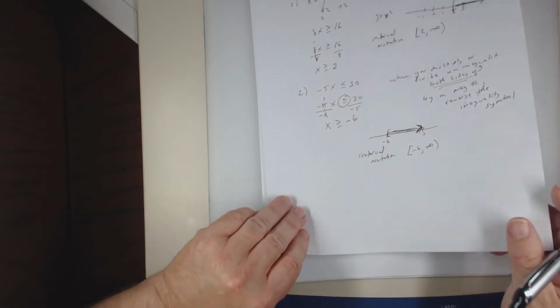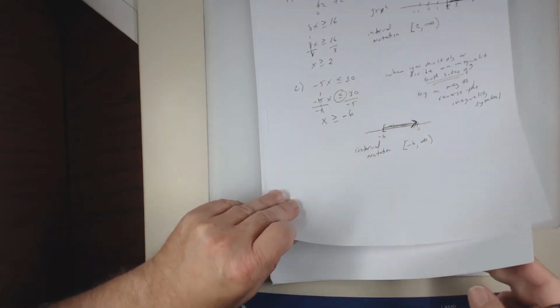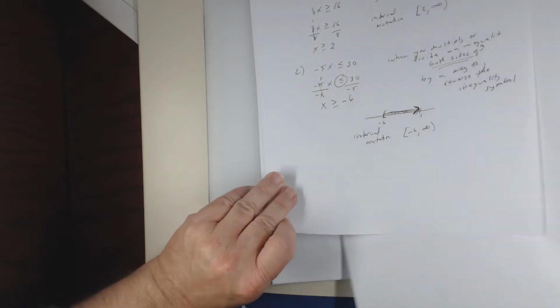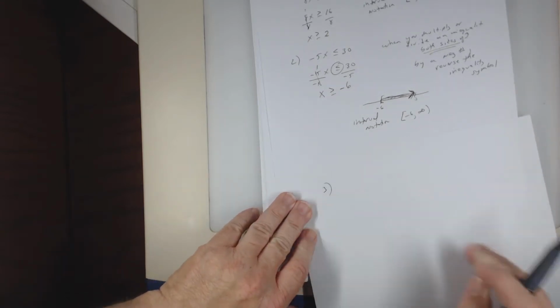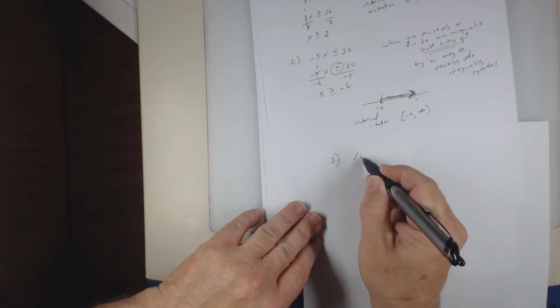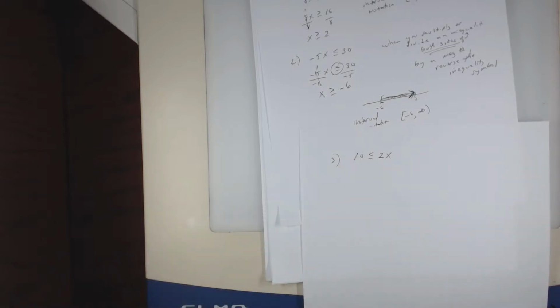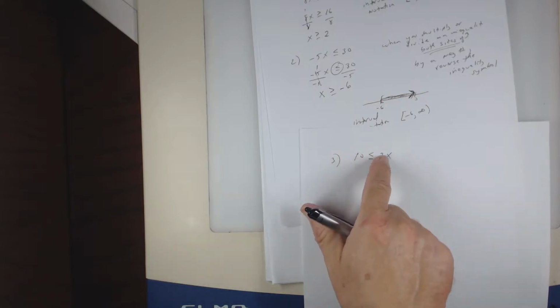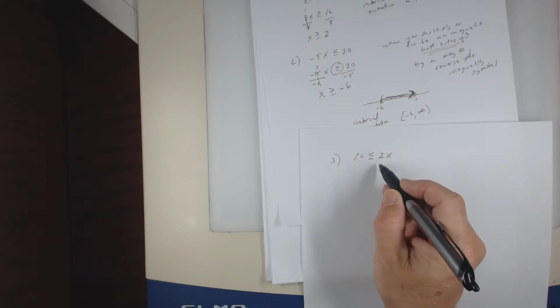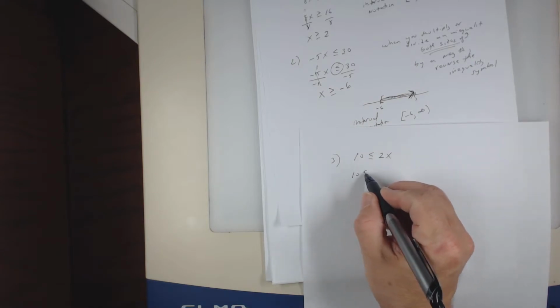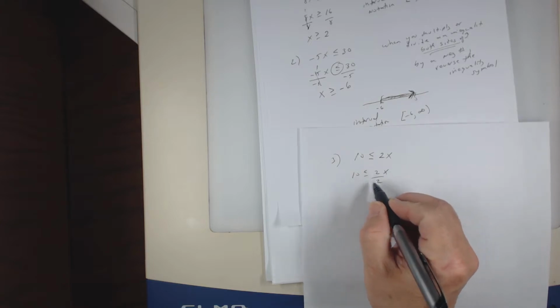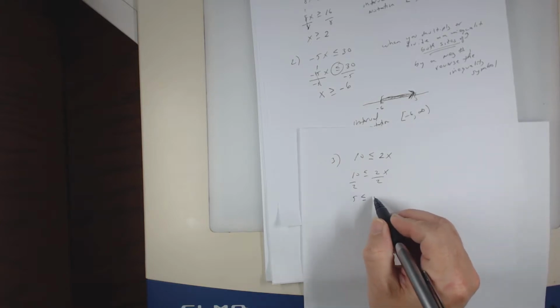Okay, now what if you had this? Let me do one that's similar to this one, but let's do it this way. Suppose I had 10 is less than or equal to 2x. Notice in the previous two, where was the variable located? On the left side. Here the variable's on the right. No big deal. It does not matter. But how do I solve for x here? Divide by 2. Do I need to reverse the inequality symbol? No, because you're dividing by a positive number. So I get 5 is less than or equal to x, right?